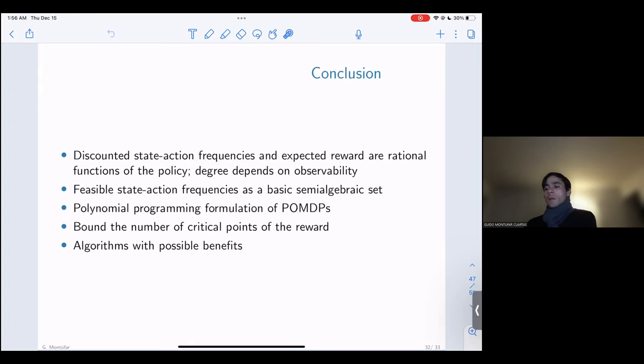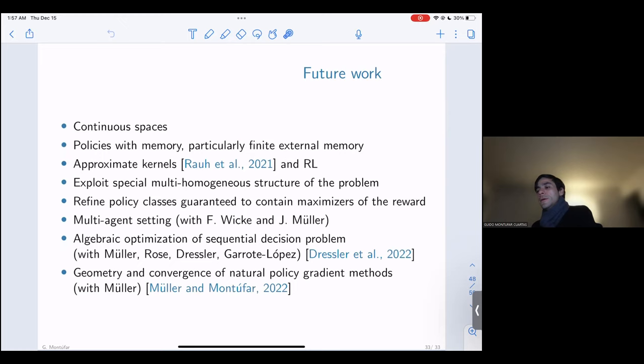Then the feasible state action frequencies form a basic semi-algebraic set, and we can formulate a polynomial programming formulation of the POMDP problem. And based on this, we can bound the number of critical points of the reward, and we can formulate algorithms that have some benefits in some tasks. There's a lot of interesting work that we're working on these days, and other things that we hope to be able to take a look at in the future.